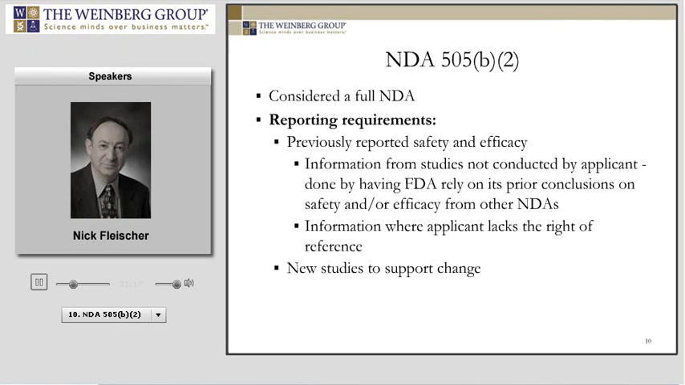and done by having the FDA rely on its prior conclusions on safety and efficacy from other NDAs or from literature. And as I mentioned earlier, the big difference between the 505(b)(1) NDA and the (b)(2) NDA is that in a (b)(2) NDA, the applicant lacks the right of reference to the information that would be needed to support that NDA.